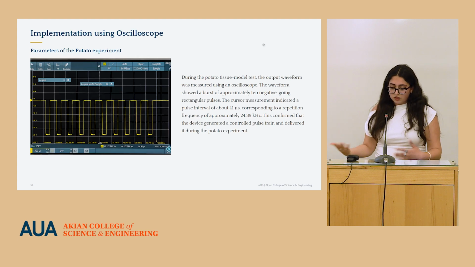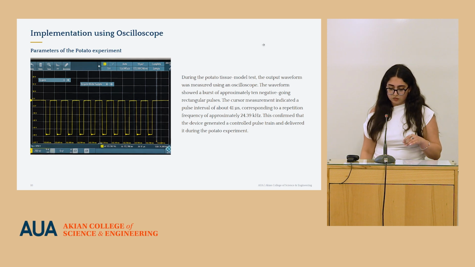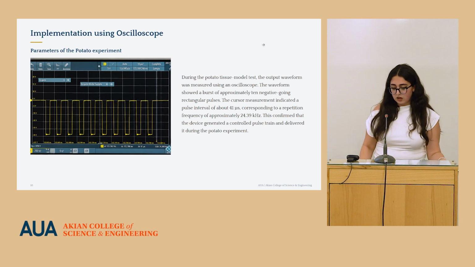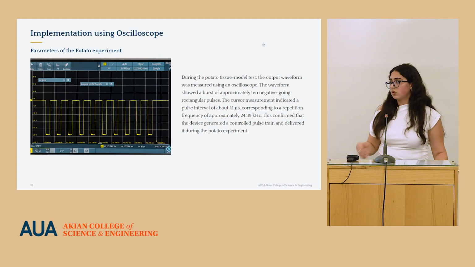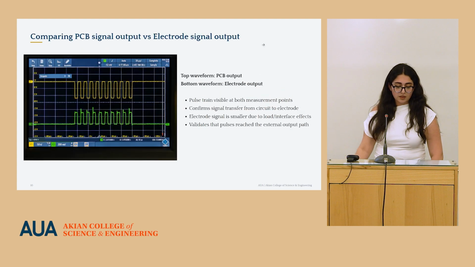The cursor measurement indicates 41 microseconds, corresponding to a repetition frequency of approximately 24.39 kilohertz. That confirms that the device generated the controlled pulse that we wanted. After this confirmation, we know that we can now use the parameters that we want to actually kill the cells, to experiment on the cells that we want.